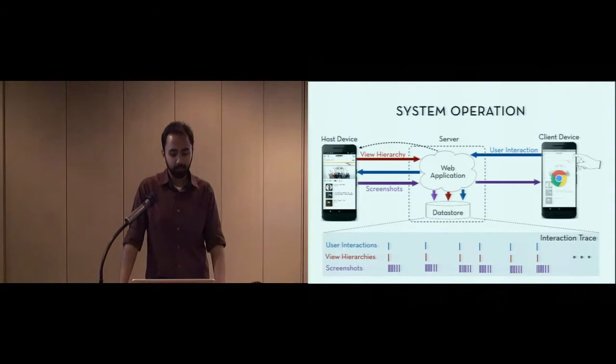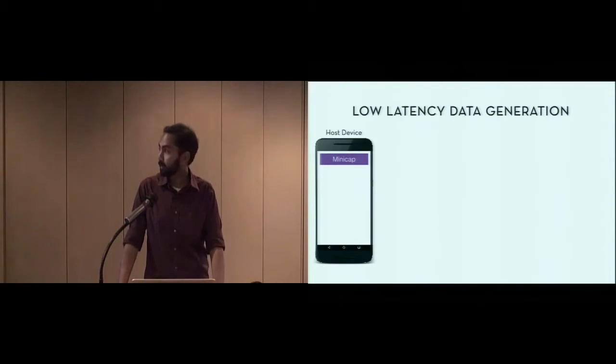That was one of the reasons behind using the more compute-capable server rather than the Android device to save all this data. The other way we lowered the latency was by using fast methods to generate the screenshots and view hierarchies on the host device itself. For screenshots, we used a library called Minicap that continuously monitors the screen of the host device. It captures screenshots anytime the screen changes at over 15 frames per second.